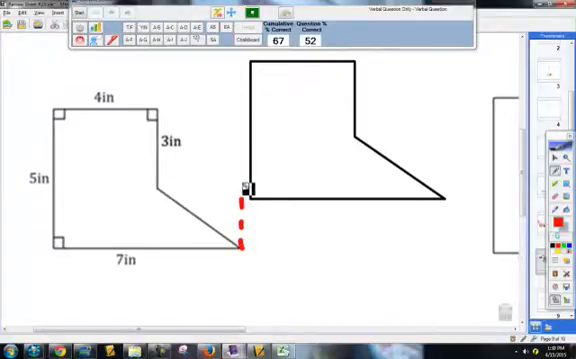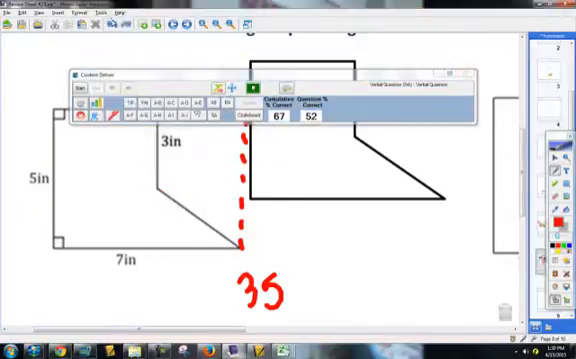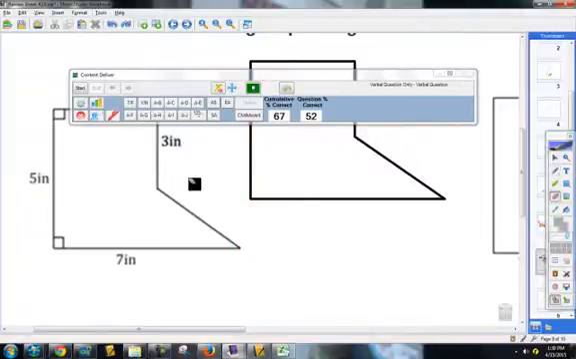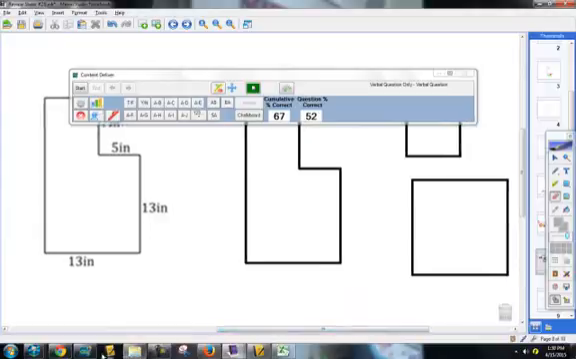Some people do it like this. Some teachers teach it like this, and I don't really like it this way. But they'll find the area, they'll get 35, and then they'll find the area of that part right there. But basically it's the same way, just backwards. It's the opposite. So let's go on. Let's try the next one. Let's see if we can be better on this one now.